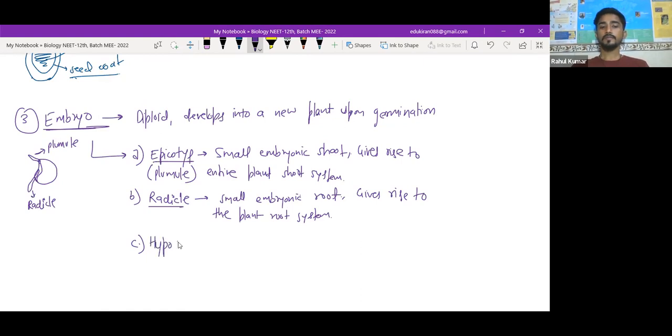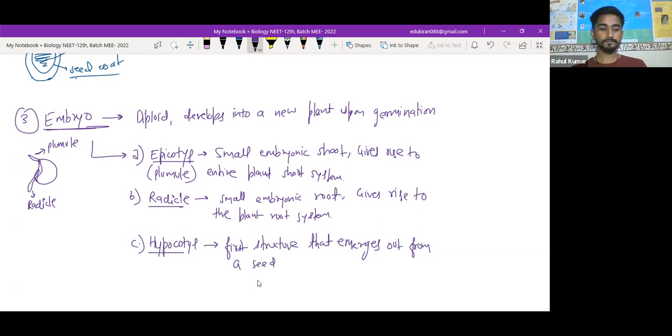There is this third structure which is called hypocotyl. It's below the epicotyl. It's between the epicotyl and the radicle. And hypocotyl, write down, this is the first structure that emerges out from a seed. Okay. And forms the primary root.